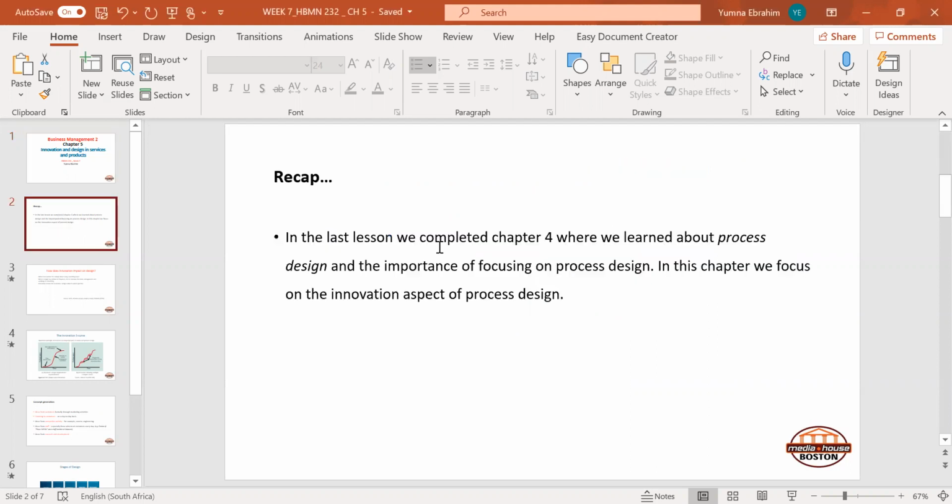So in the last lesson, we did chapter 4. We learned about process design, the different types of process design, batch process, job process, professional services, etc. And here in this chapter, we're looking at the innovation aspect. So how do you bring in new ideas and innovate in your processes of providing your good or your service?